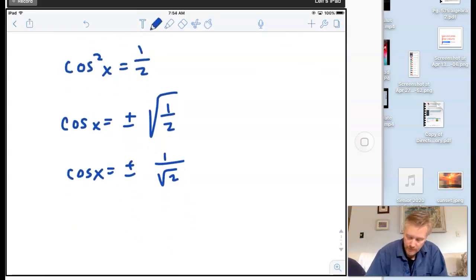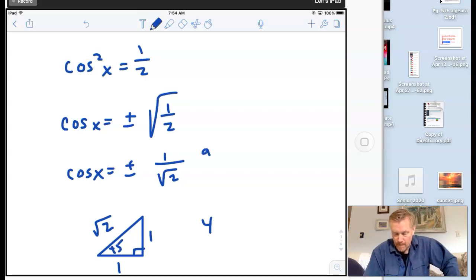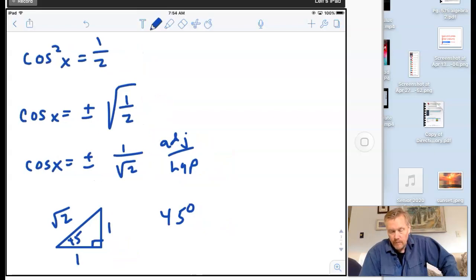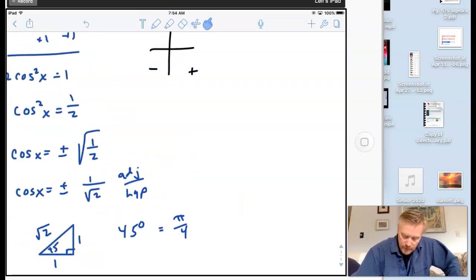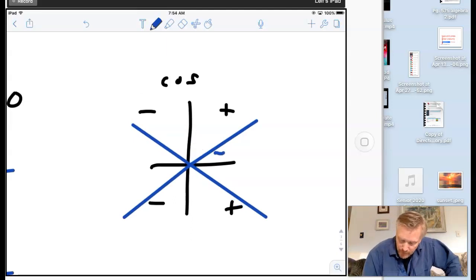So I see a 2, which means chances are this is going to be a 45-45-90 triangle: 1, 1, square root of 2. Which means my reference angle is 45, since that's what's opposite the 1. And 45 degrees is pi over 4 in radians, which means all 4 of these are going to be your reference angles. So that's pi over 4, that's pi over 4, that's pi over 4, and that's pi over 4.